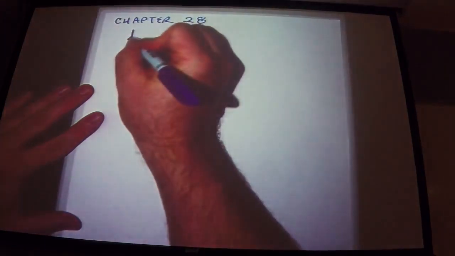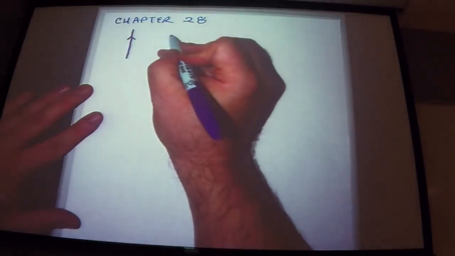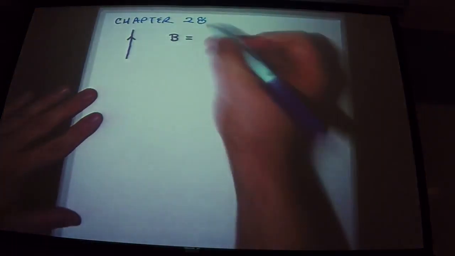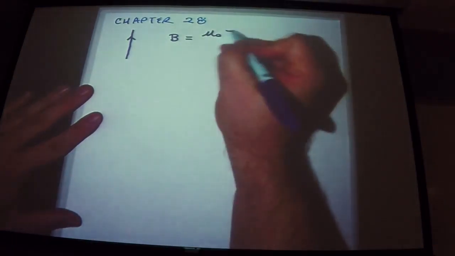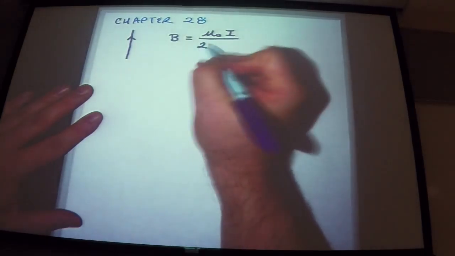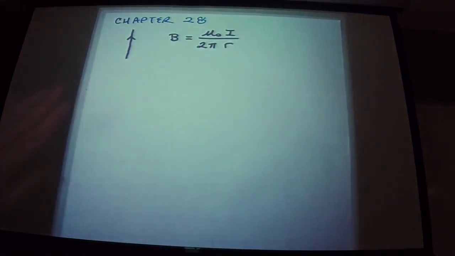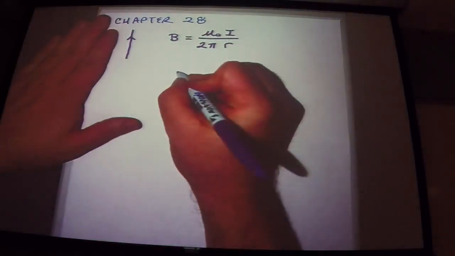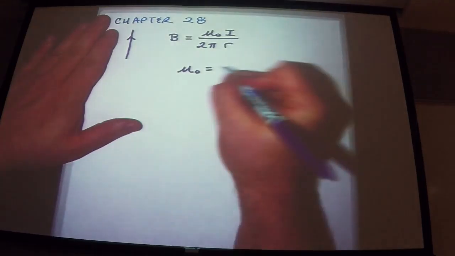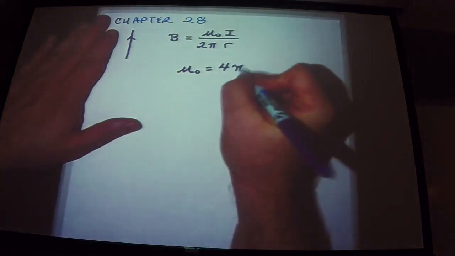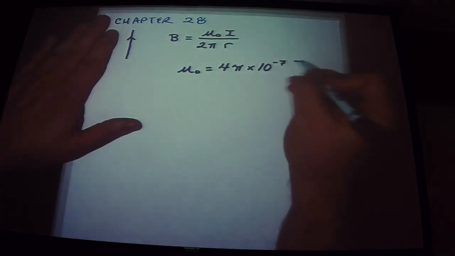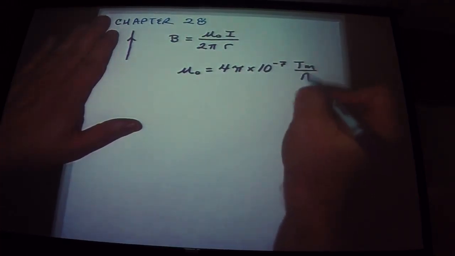The magnetic field produced by a long straight wire is equal to mu naught I divided by 2 pi r, where mu naught is the constant, the magnetic permeability of free space. Mu naught is defined in such a way that it is exactly 4 pi times 10 to the negative 7 Tesla meter per ampere.